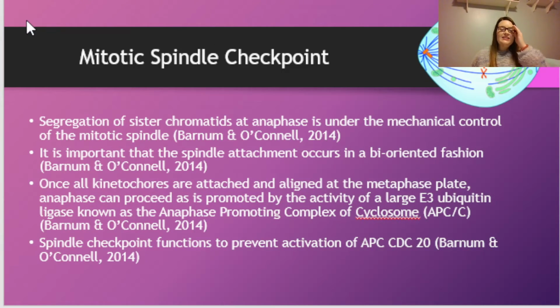Right. And that last factor that we're going to look into is the mitotic spindle checkpoint. This is the segregation of sister chromatids at the anaphase stage, and it's under the mechanical control of the mitotic spindle. Okay? It is important that the spindle attachment occurs in a bi-oriented fashion. The reason is that the sister chromatids have to be under tension at the metaphase stage before they ever go into anaphase.